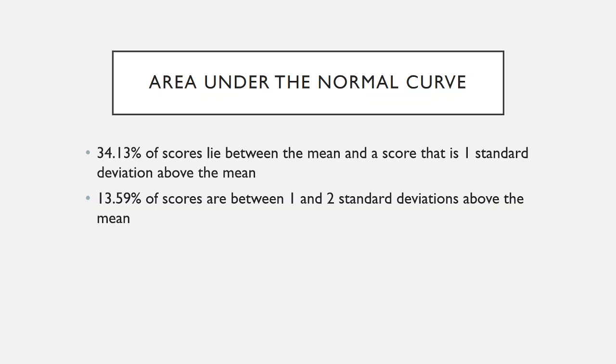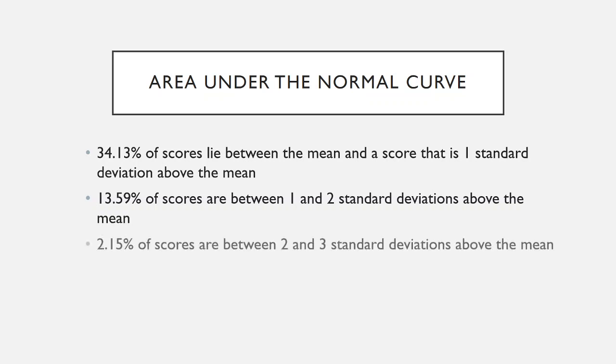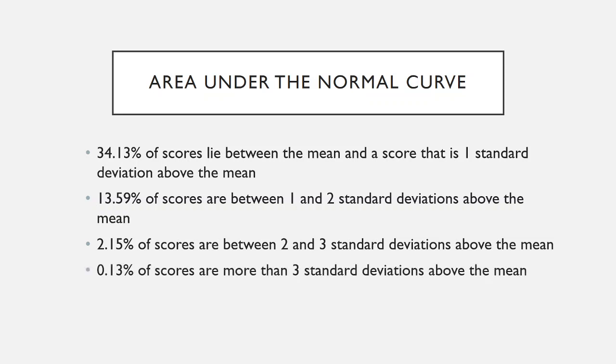So 13.59% of scores live in between 1 and 2 standard deviation units above the mean. As you move further towards the tails, that tail gets closer and closer to the x-axis, indicating fewer scores. So between 2 and 3 standard deviation units, you have 2.15%. And once you're very, very extreme away from the mean, a very small amount of scores can be understood to be out that far away from the mean. So 0.13% of scores are going to exist above 3 standard deviation units.